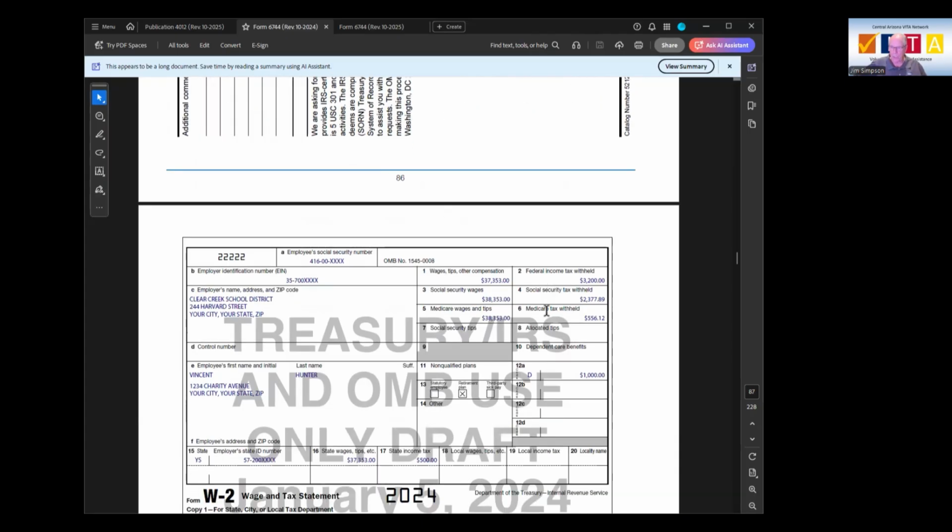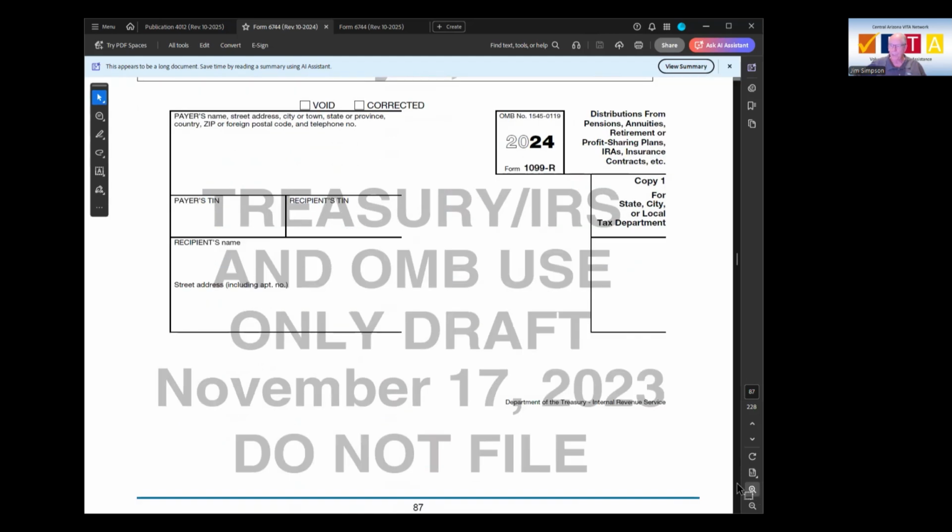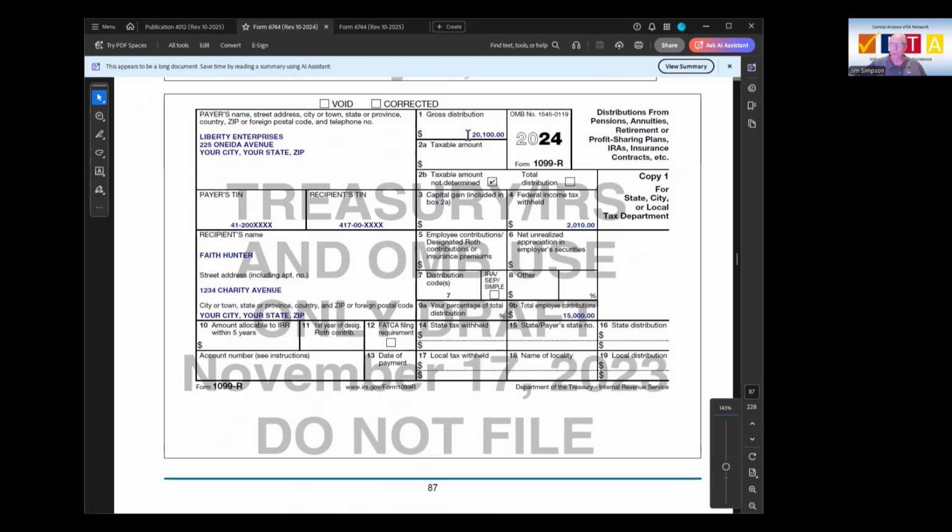Let's go look at the 1099-R, which is right here. Let's see if I can make this bigger for you. There we go. Okay. So she got a gross distribution of $20,100. It says no taxable amount, but the taxable amount is not determined. They withheld federal income tax, distribution code 7, but look here in 9B.